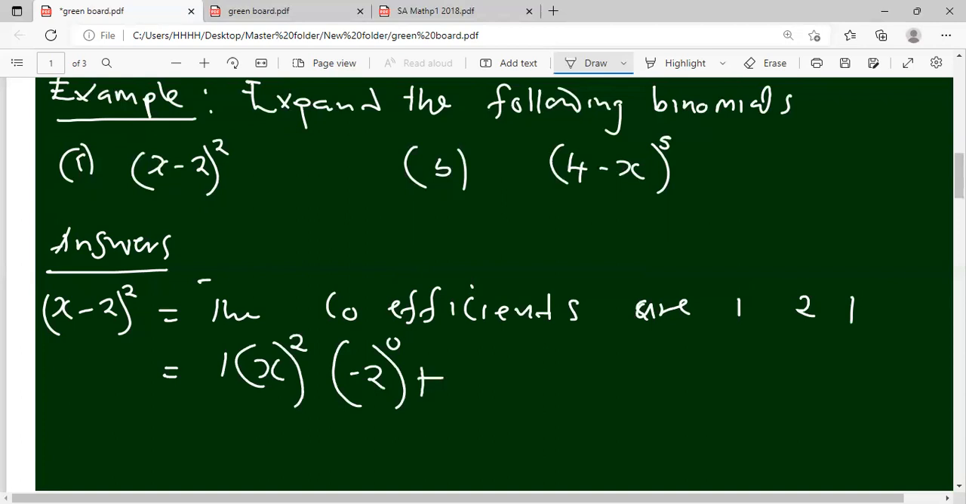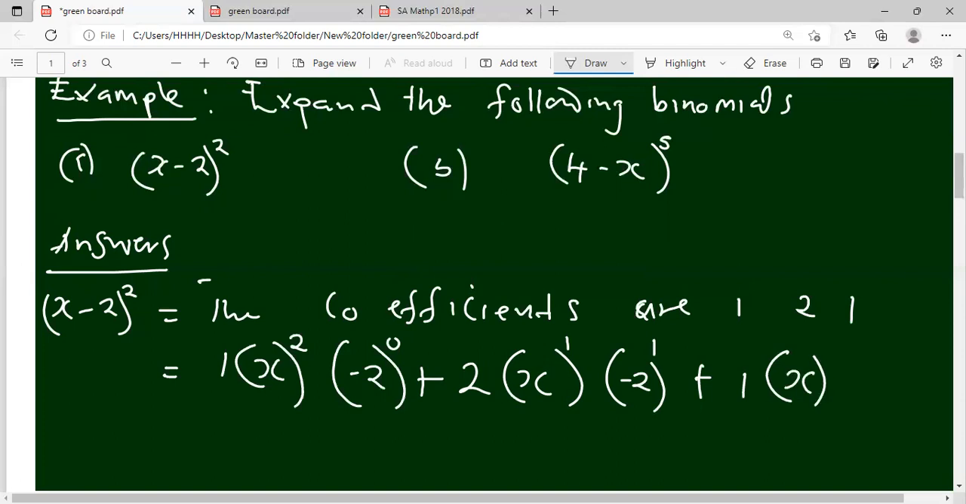So plus the next coefficient is 2, but the first term is x. So now the power will reduce from 2 to 1. The other one will be assigned to the second term. Plus the last term is 1, x to the power 0, then negative 2 will have 2. All right?